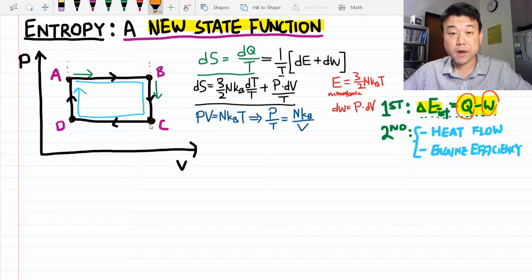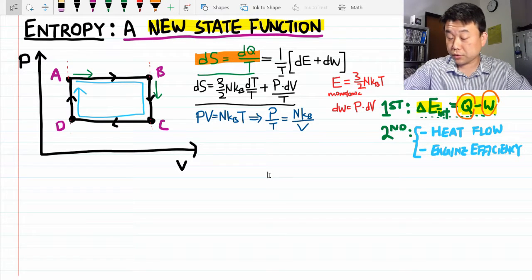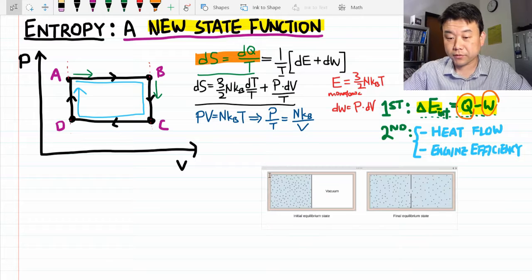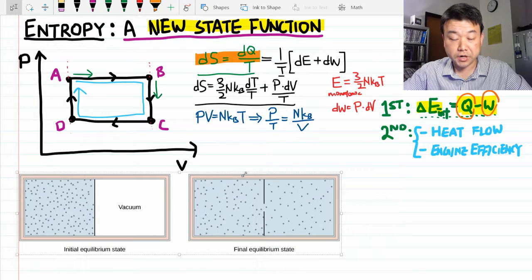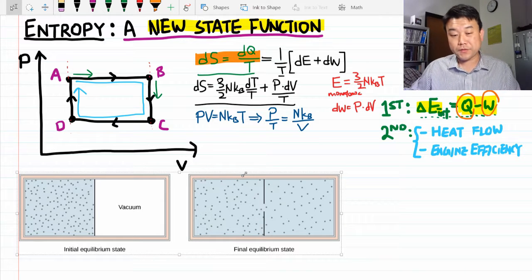Now, I want us to be careful here as we are working with this new expression. So let me start out with a counterexample of when this doesn't work. A good source of counterexample is something we looked at earlier, free expansion of a gas. It's a non-quasi-static, irreversible process, and it's a good source of counterexample because so much of the things we do relies on the assumption that what we are working with is quasi-static and reversible.